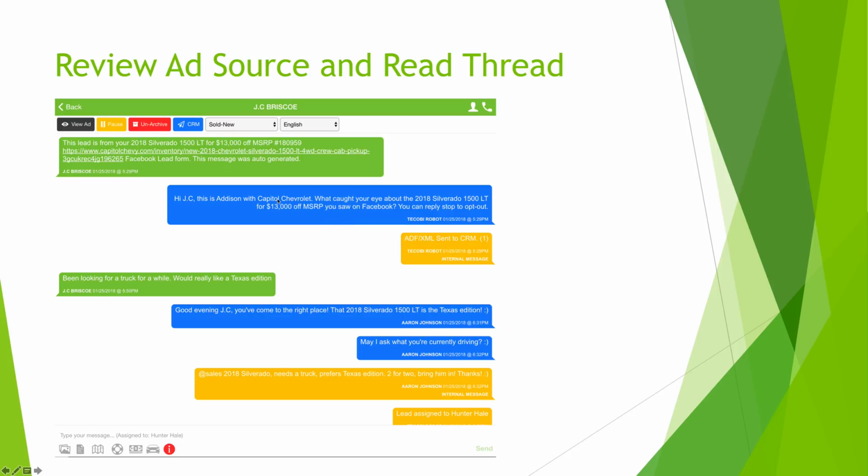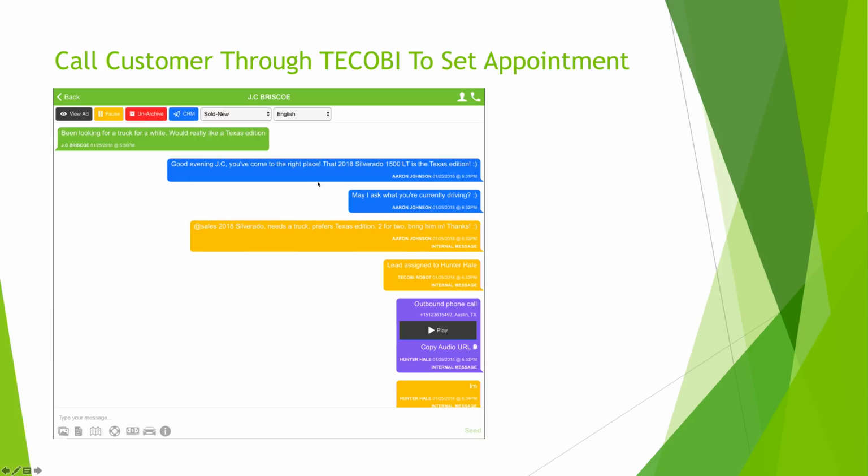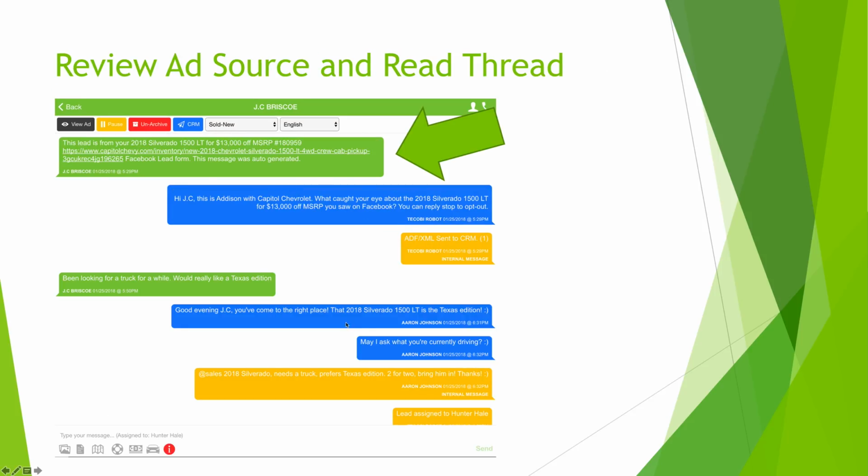Once you've assigned the lead, you need to review the thread and know where the customer came from. It is highly important that you know which ad the customer came off of. So I can see here that the customer came off the 2018 Chevy Silverado ad. Then you need to actually review the thread and read all the messages back and forth with that customer. We want to make sure that we're not repeating ourselves, and if we've already asked what type of trade they have, you don't want to be re-asking that information.